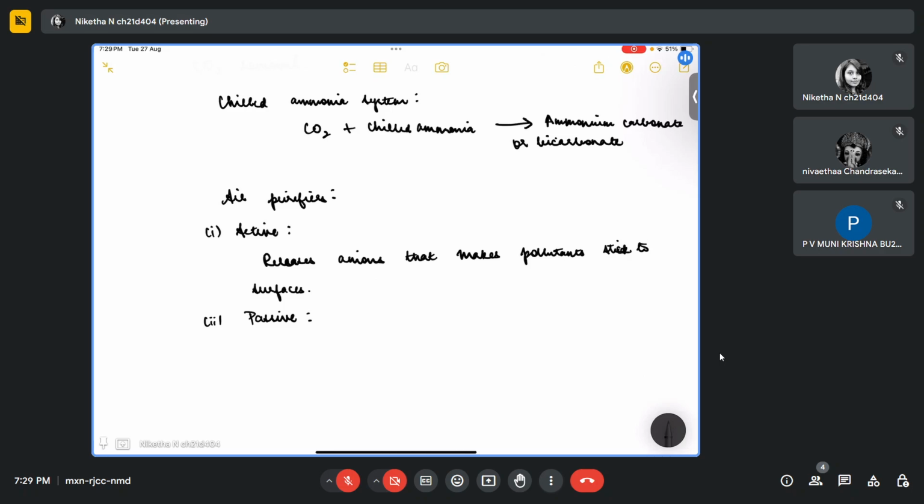So can you tell me what is a passive air purifier? It will release cations, ma'am. No, a passive air purifier is something which will not release any ions. It's a basic air purifier where it will use some kind of a vacuum to suck in the air, and as the air moves through the filter, the filter will remove all the pollutants.